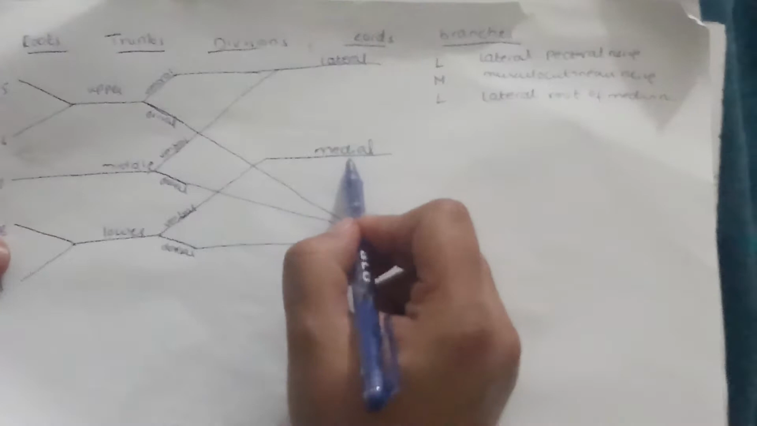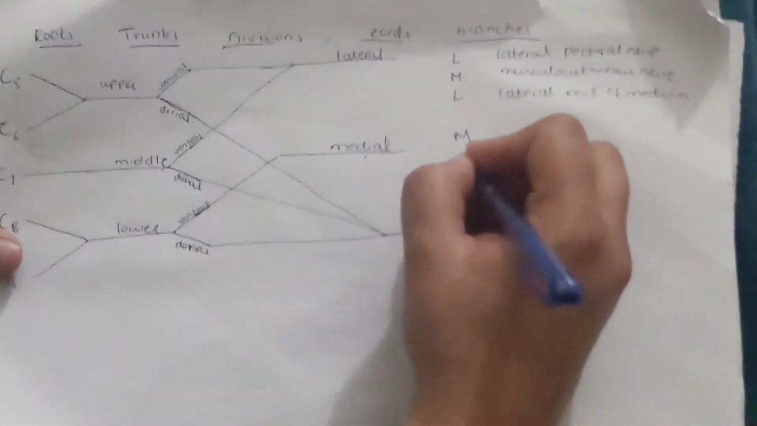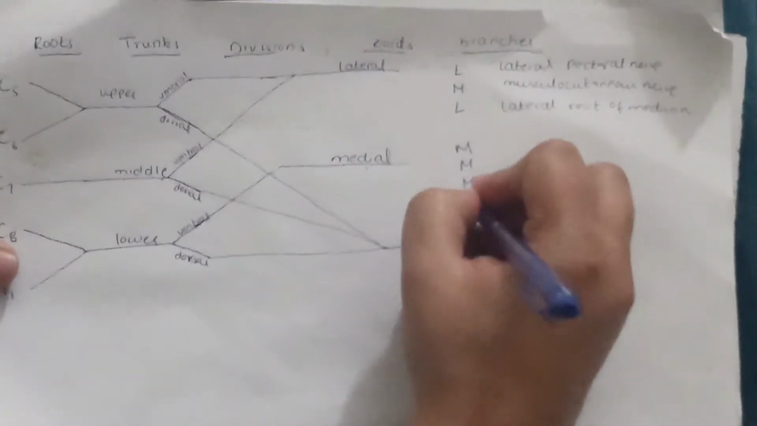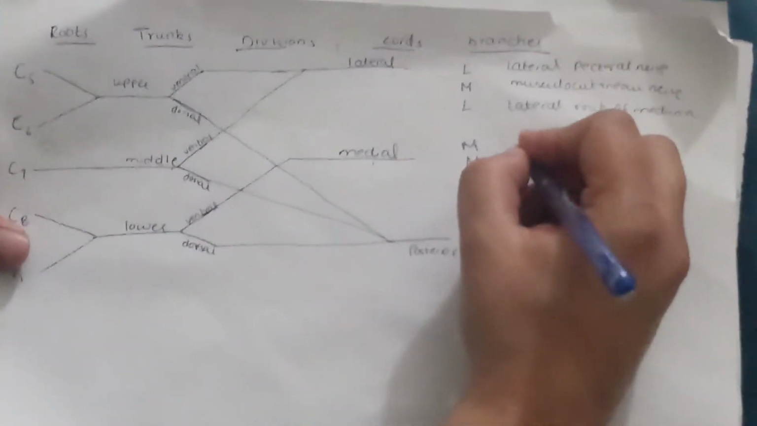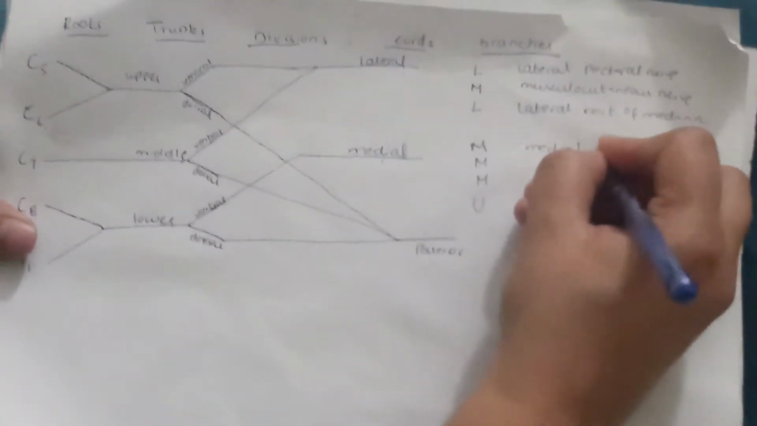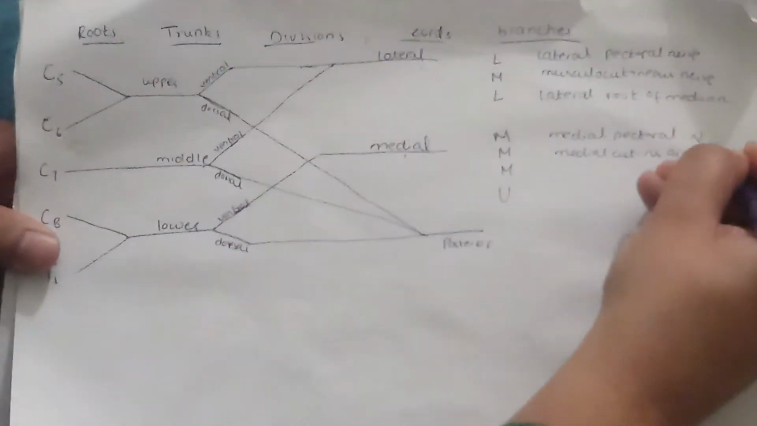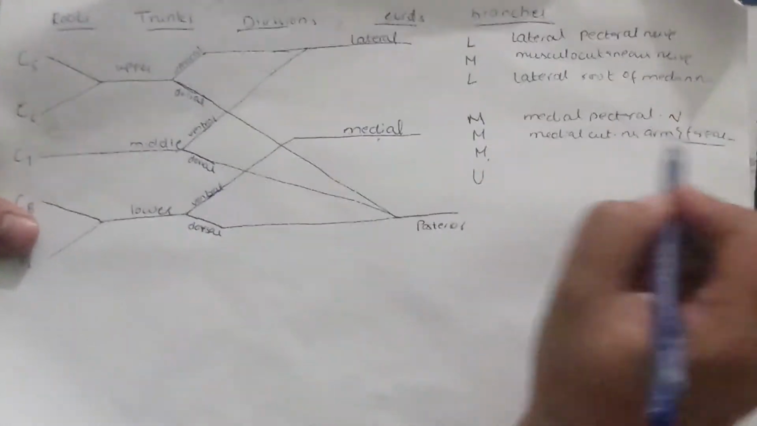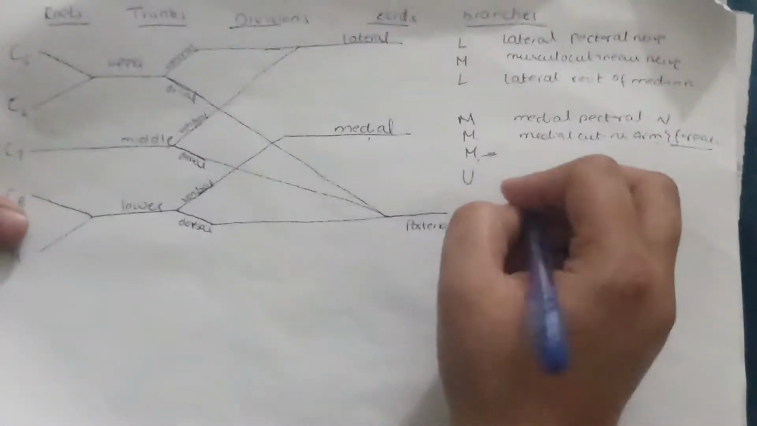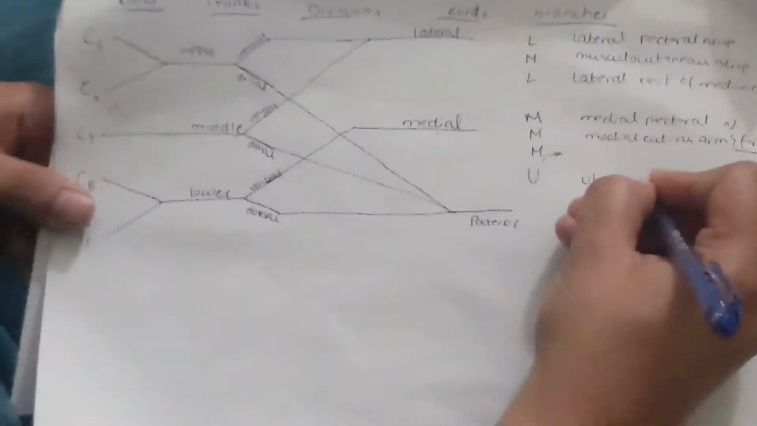Then branches from the medial cord, formula is very simple. Triple M U. Medial cord, M, so M. It is very easy to remember. So first M indicates the medial pectoral nerve. Second M, medial cutaneous nerve of arm and forearm. Then medial cutaneous nerve of arm you can say for this M, and medial cutaneous nerve of the forearm for this M. And now we are left with the U. It indicates the ulnar nerve.